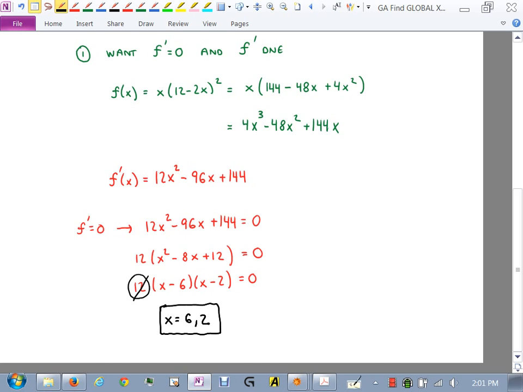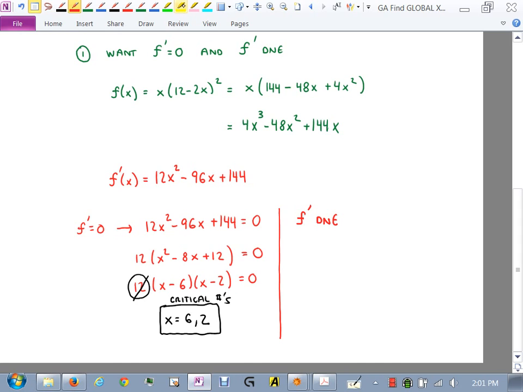Okay, 6 and 2. These are critical numbers. That's a little pound sign, pound hashtag, whatever. Number sign. Critical numbers, 6 and 2. Are those the only ones? Well, I have to look at something else, right? What's the other thing I'm supposed to look at? Where the derivative does not exist.